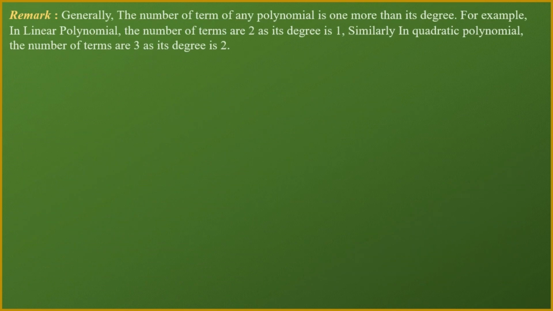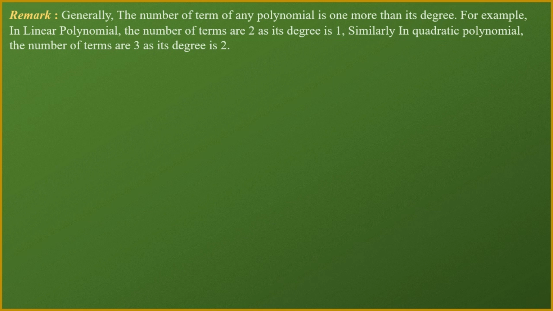Now let us see one remark. In this remark we have a relation between the degree of a polynomial and the maximum number of terms a polynomial can have. A polynomial can have how many terms? Suppose the polynomial has degree 2, then it can have a maximum of 3 terms. Suppose the polynomial has degree 3, then the maximum number of terms any polynomial can have for degree 3 will be 4. So depending upon the degree, we can always find out how many maximum terms any polynomial can have.